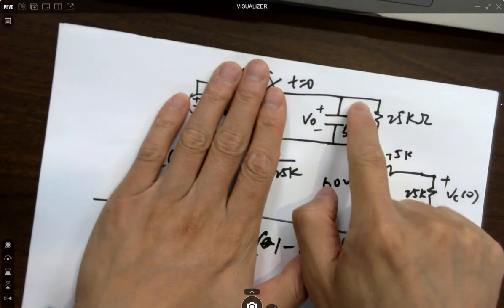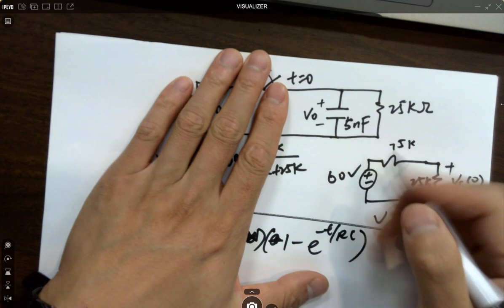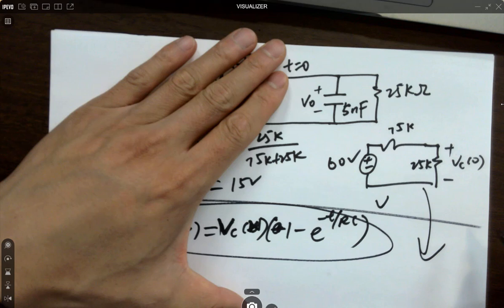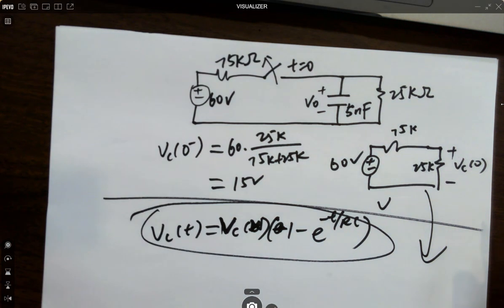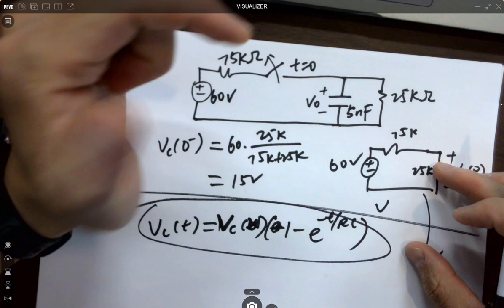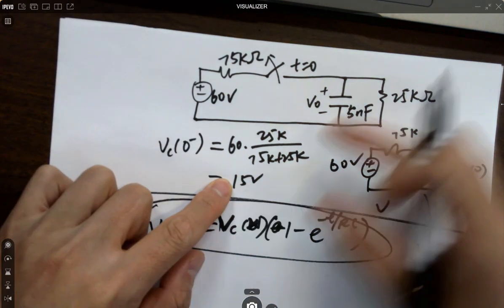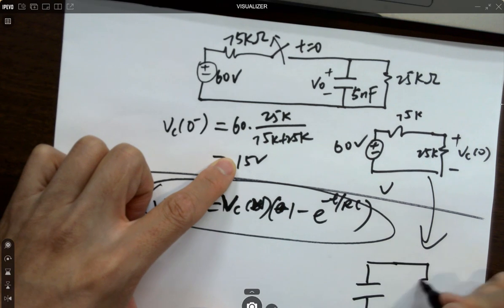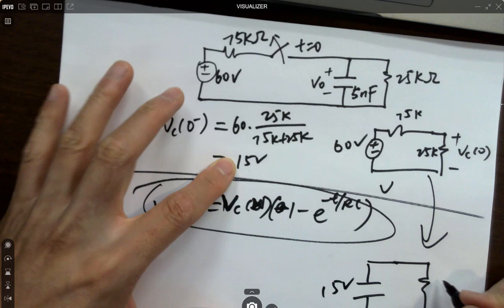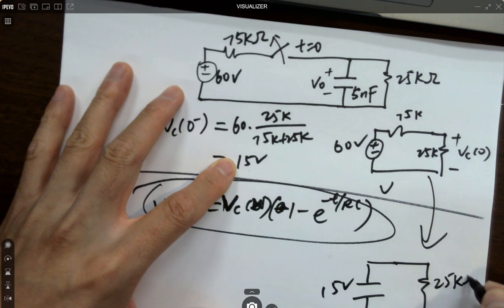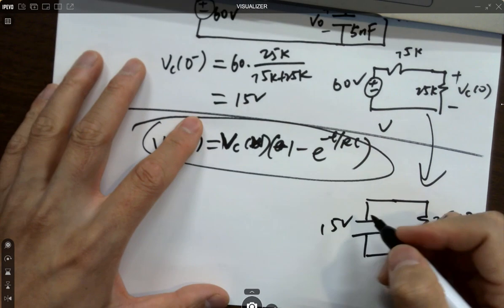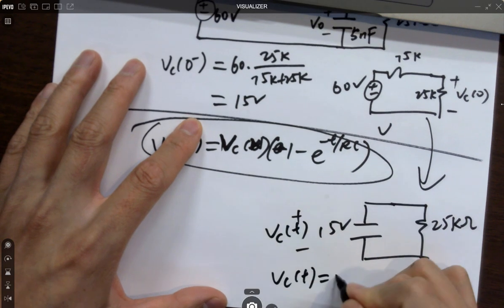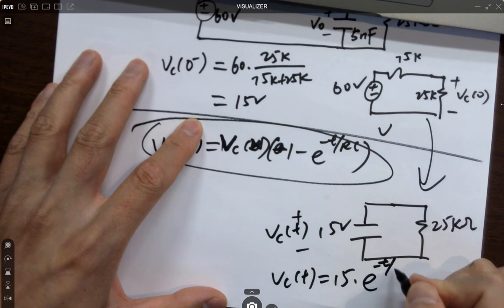So now, it's a natural response. Natural response will be what? Will be not this one. Okay, so from here, the initial voltage is 15 volts, so it becomes a circuit here. 15 volts at the very beginning and discharge through that 25k ohms resistor. So VCT equals 15 times e to the minus t over RC.